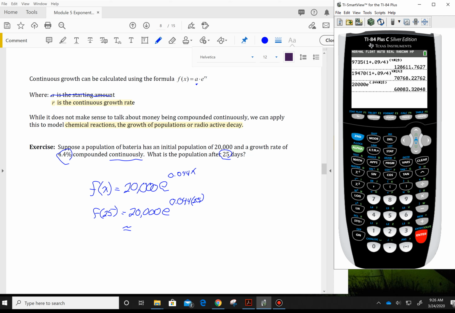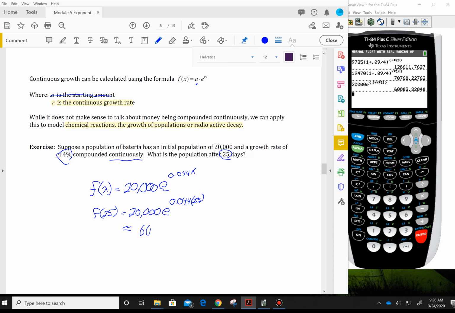And I get this to be 60,083.32 bacteria. Now, obviously, you can't have 0.32 of a bacteria, so it might be reasonable to round this to just call it 60,000. If I round this to the nearest bacteria, it'd be 83 bacteria.